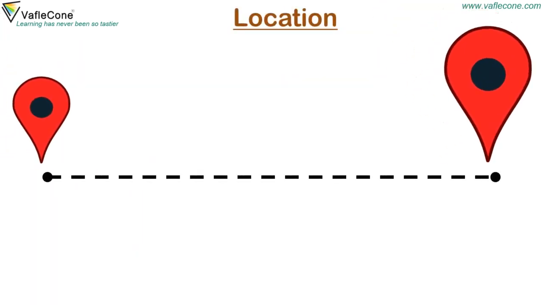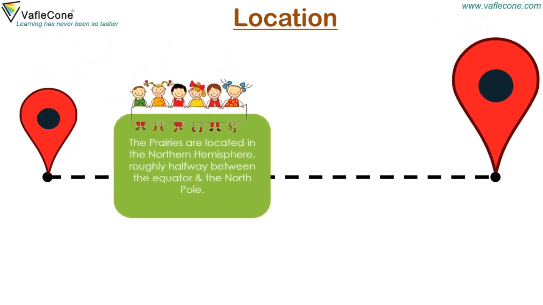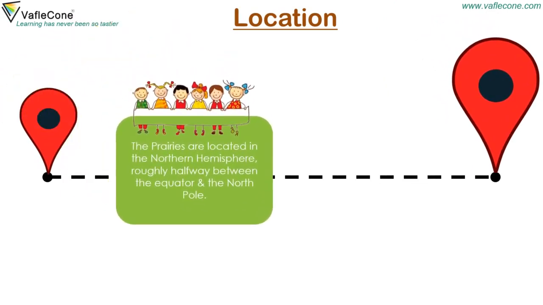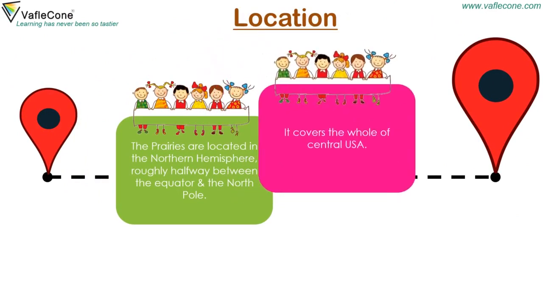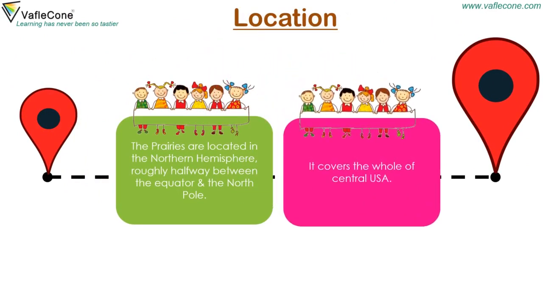Location. The prairies are located in the northern hemisphere, roughly halfway between the equator and the North Pole. It covers the whole of central USA.